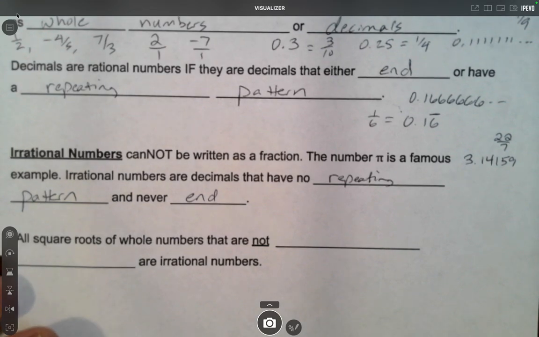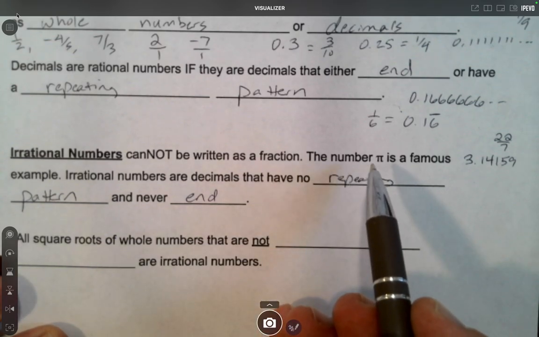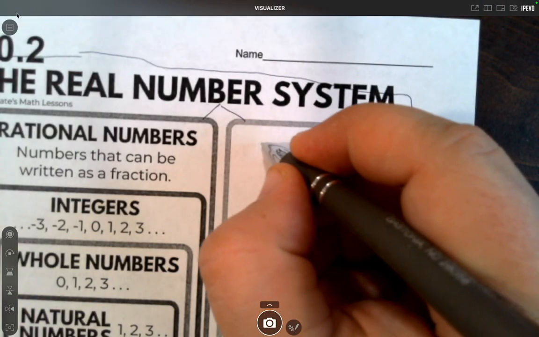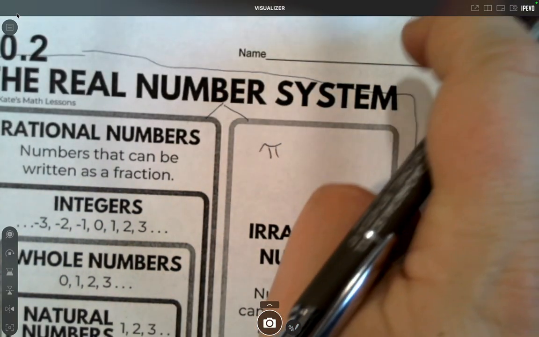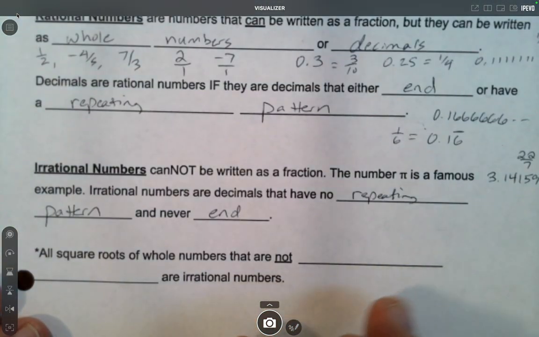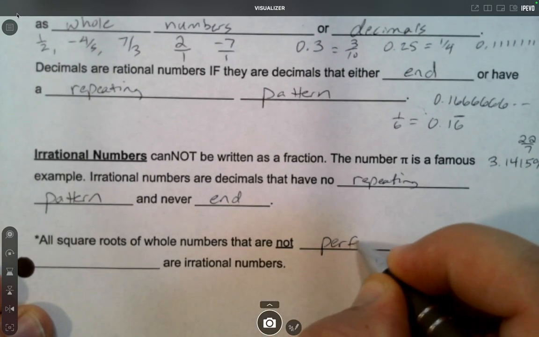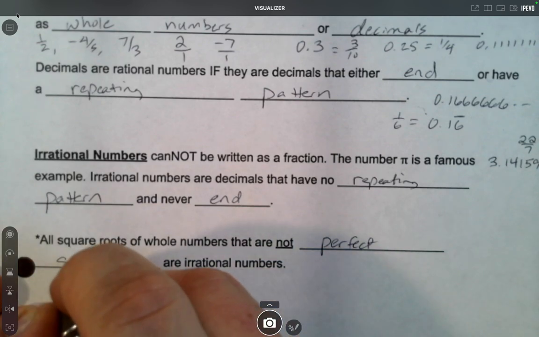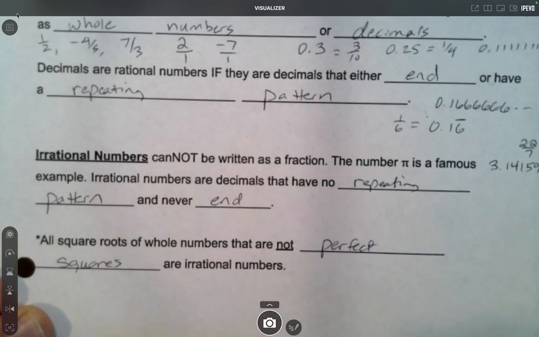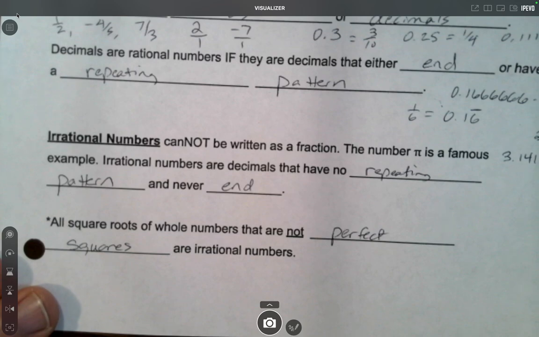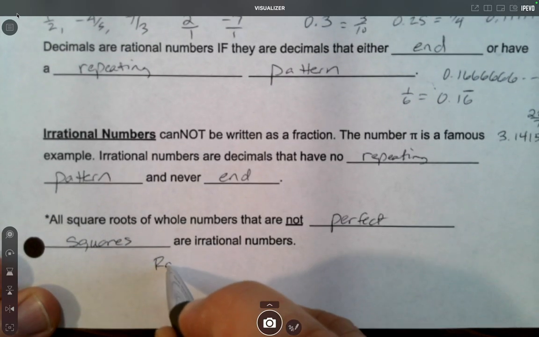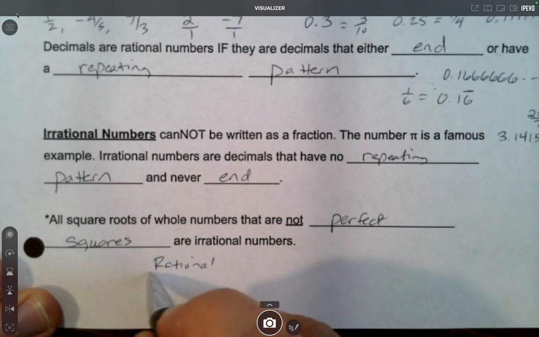So the main ones that we're going to see are pi. So I'll just write this up here. Pi. And if we look at what it says in this last section, all square roots of whole numbers that are not perfect squares, which we talked about previously, are irrational numbers. So let me give a comparison here.